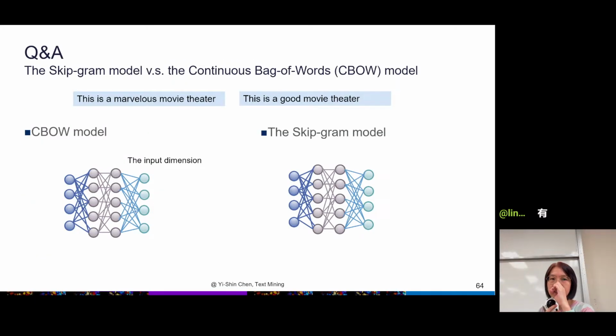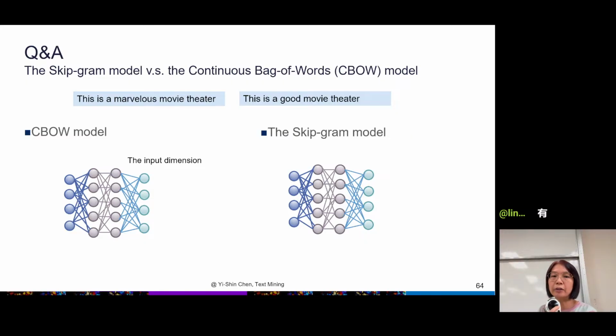Okay, so the first thing, some students say, I don't really understand the skip-gram model. Word2Vec has the skip-gram model and the continuous bag-of-words model. In our session, we're talking about the continuous bag-of-words model. Assume we have these two statements: this is a marvelous movie theater, and this is a good movie theater.